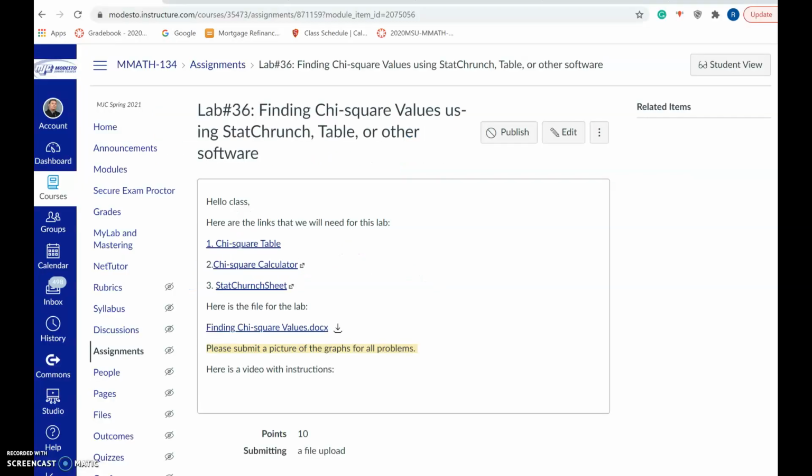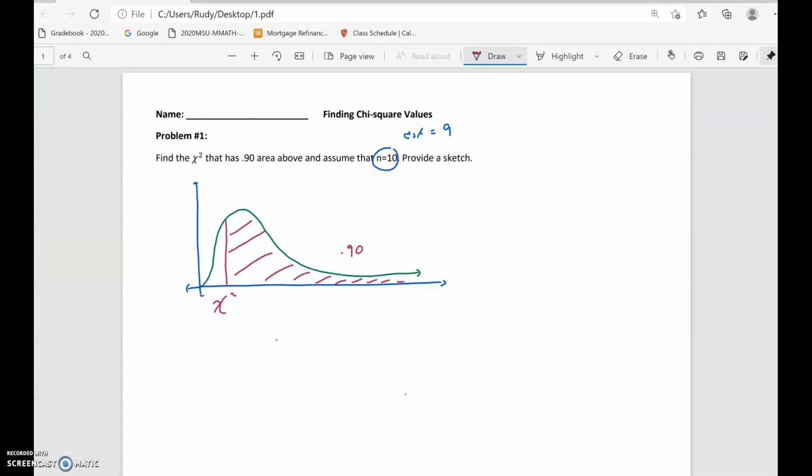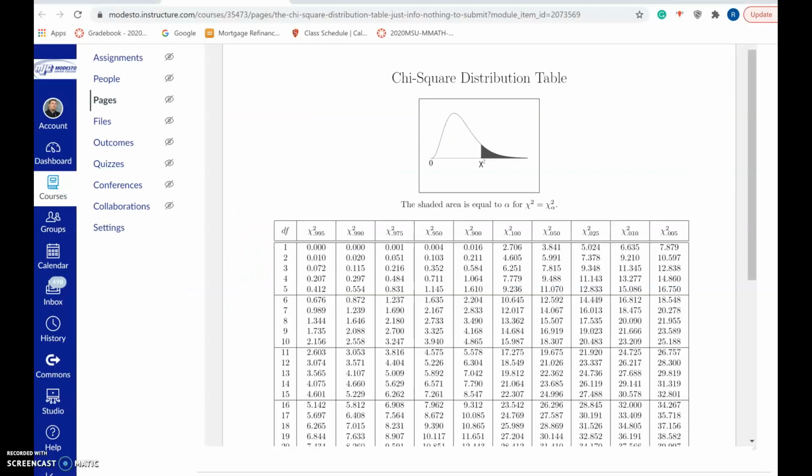Okay, so let me show you how to use and read the table. As we go to the table, we're looking at a total of 9 degrees of freedom. So this is your degrees of freedom, I'm just going to rewrite it as df. And in this case, 9 degrees of freedom is here. Total area above it is equal to 0.90. So using the table, the closest value is 4.168.